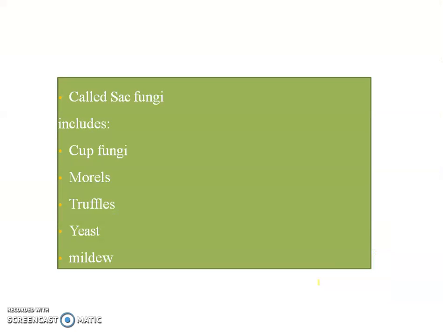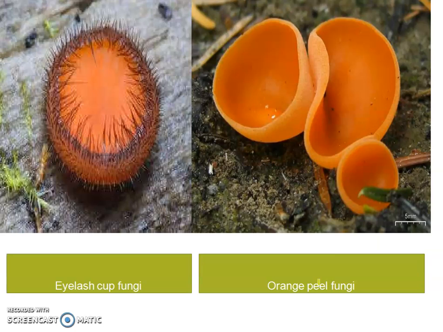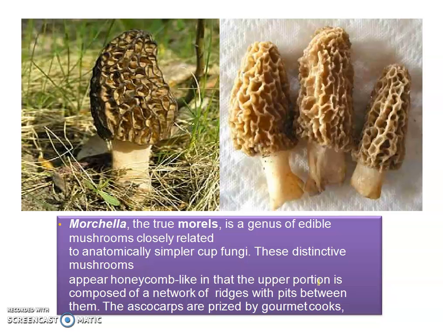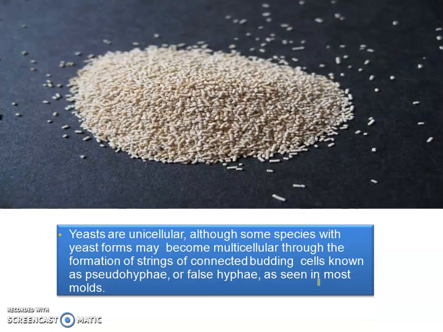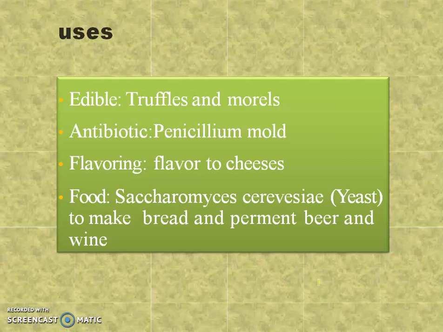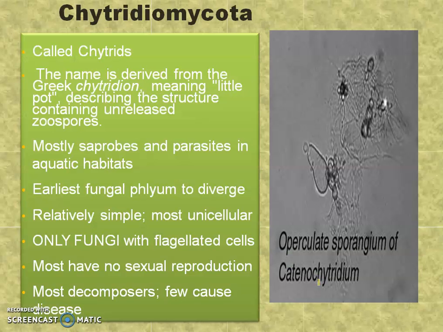So then, coming to the examples: cup fungi, morels, truffles, yeast, and mildews. So these are the examples. These are the morels, then these are the truffles, then this is the yeast, and this is a mildew. They are very useful. They are used as antibiotics, as flavoring agents, and as food, like yeast.